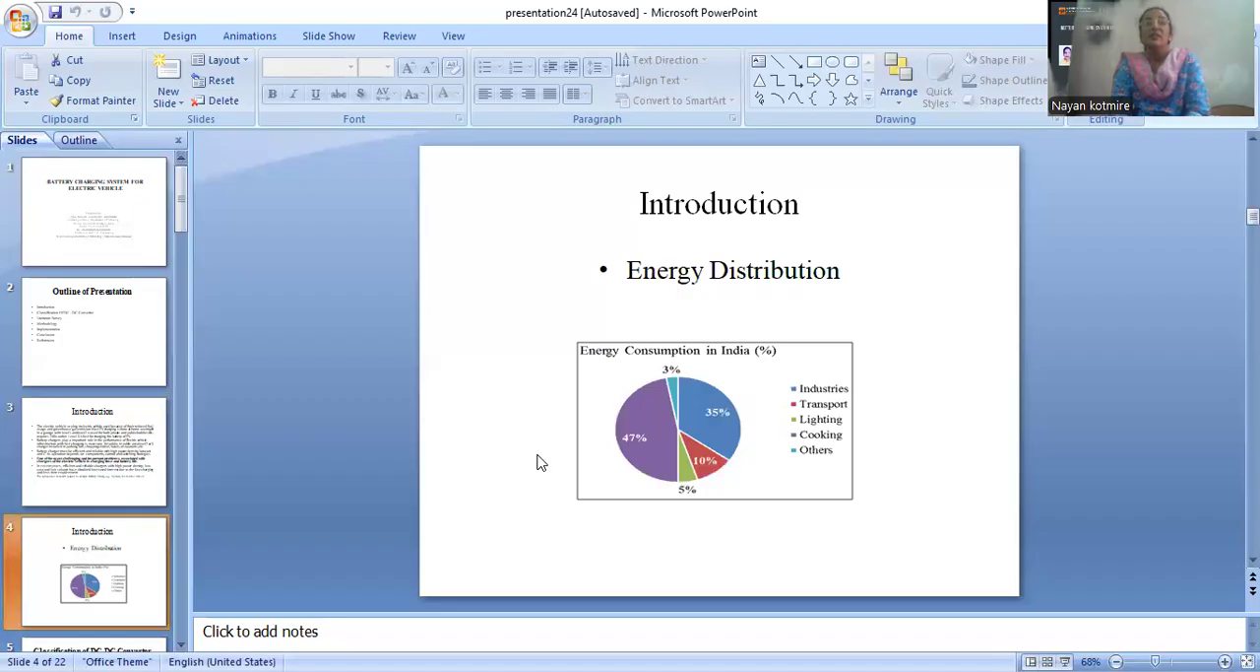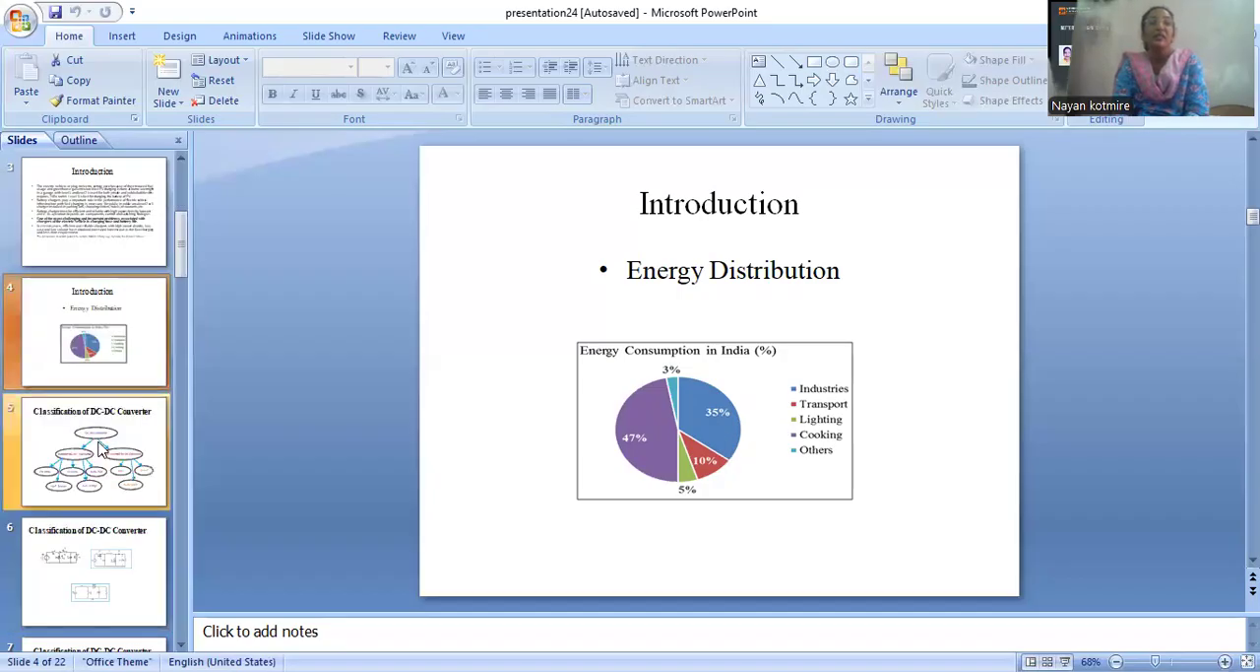This is the energy distribution in India. In India, 75% of total vehicles are used for transport. In transport, 14% CO2 is emitted by vehicles.